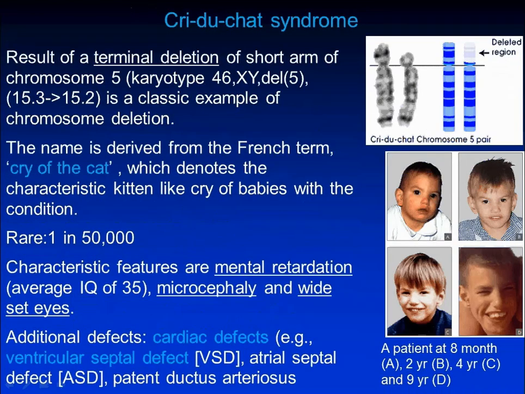Cri-du-Chat syndrome is a result of terminal deletion of the short arm of chromosome 5, as shown in this picture. Babies with Cri-du-Chat syndrome have a kitten-like cry. Children with Cri-du-Chat syndrome have mental retardation, microcephaly, wide-set eyes. They also have cardiac defects, especially ventricular septal defects.